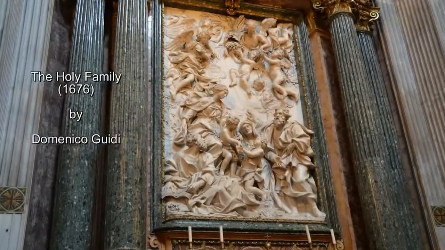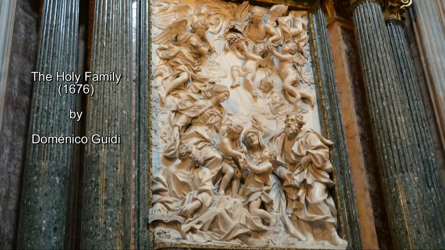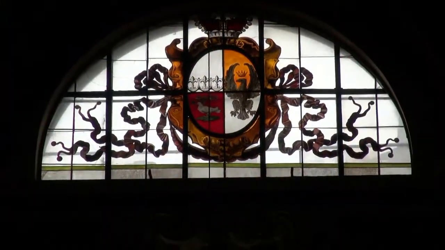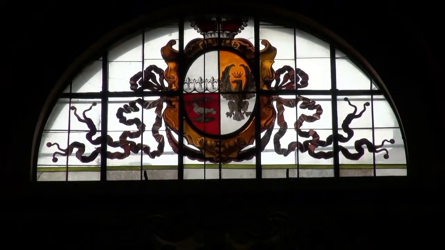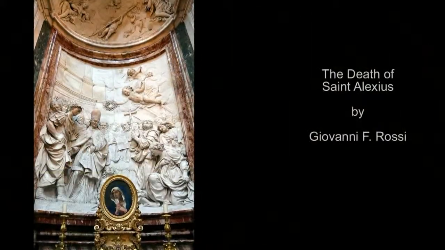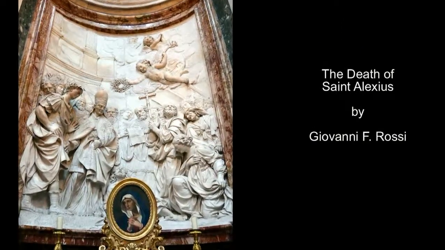The main altar relief depicting the Holy Family was created by Domenico Guidi in 1676. All the other altars in the church are dedicated to martyrs with reliefs or statues depicting the circumstances of their deaths. There are 4 altars in the pillars with reliefs, highly unusually set in semicircular niches.